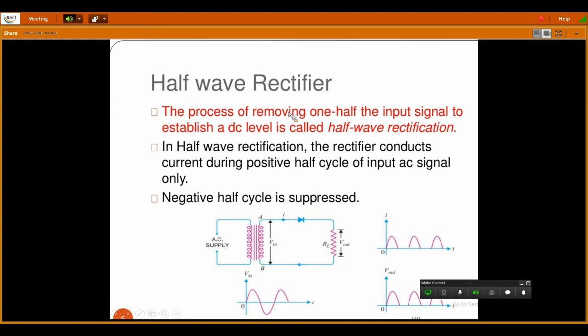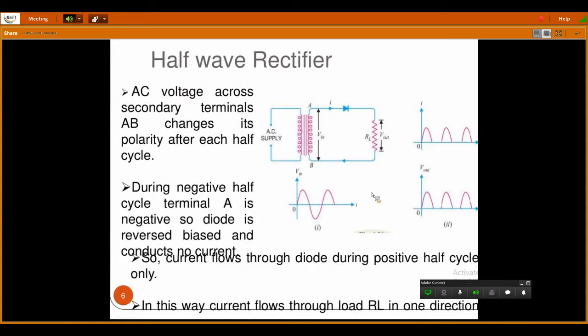The definition of a half wave rectifier: the process of removing one half of the input signal to establish a DC level is called half wave rectification. In half wave rectification, the rectifier conducts current only during the positive half cycle of the input AC signal. The negative half cycle is suppressed. You can also see here the AC voltage across the secondary terminals AB changes its polarity after each half cycle. Yes, that is the specialty of this transformer.